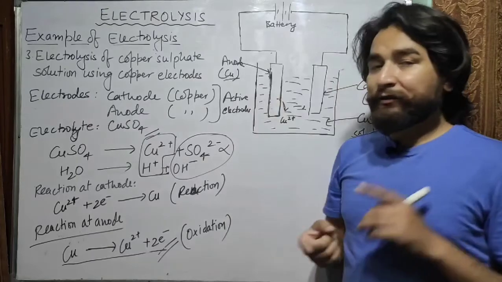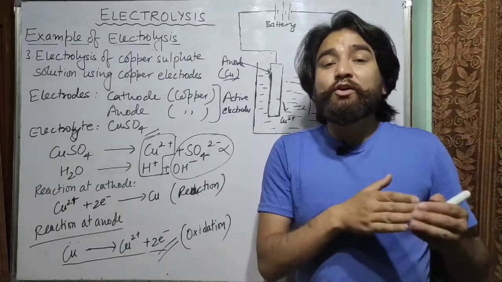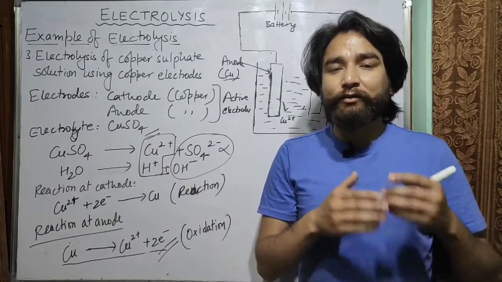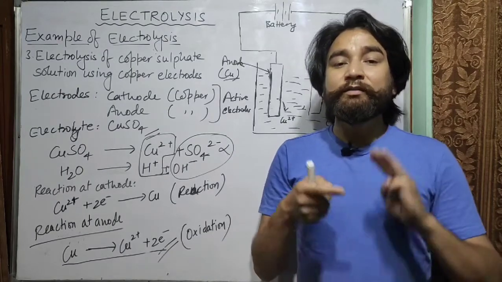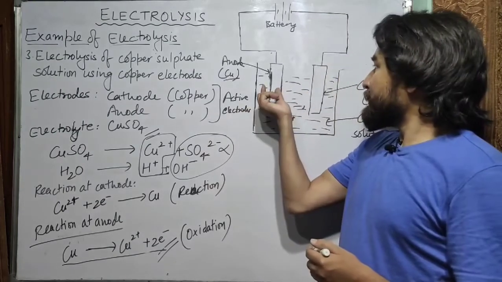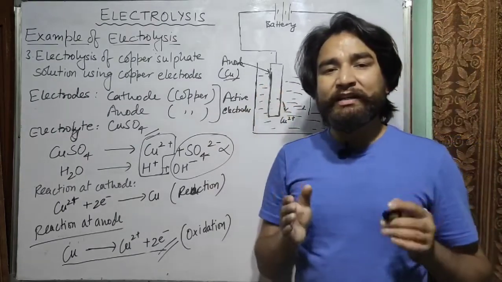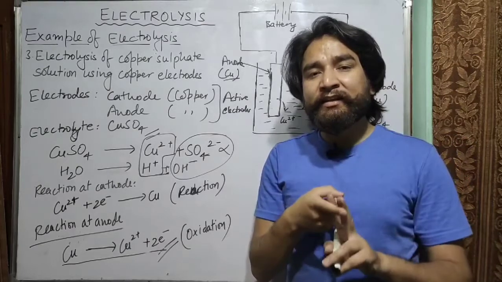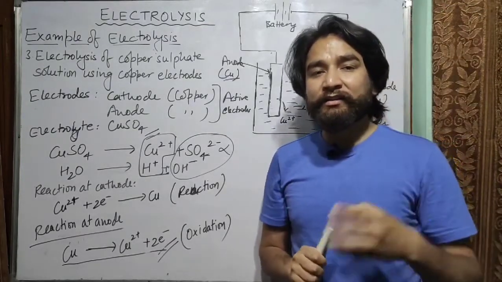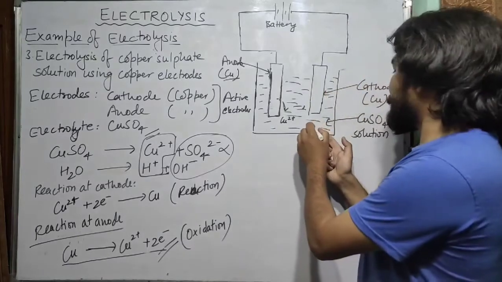So remember, if the question is asked, what is your observation? What do you observe during the electrolysis? So we observe 3 things. First, the size of the anode will keep decreasing. Second, the size of the cathode will keep increasing. And the third thing is the electrolytic solution.